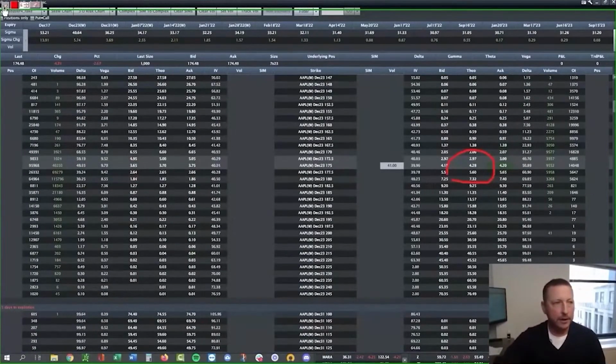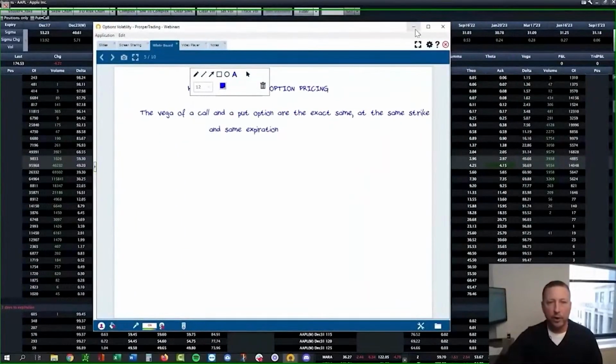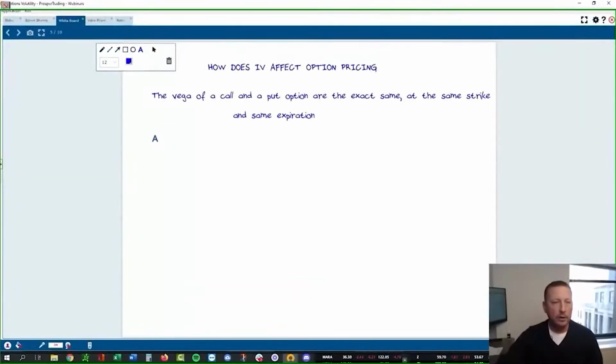Very important to understand that vega is the same for both a call and a put with the same expiration at the same strike. Now, other properties of vega. We already talked about how the closer we get to expiration, the less impact vol has on an option.